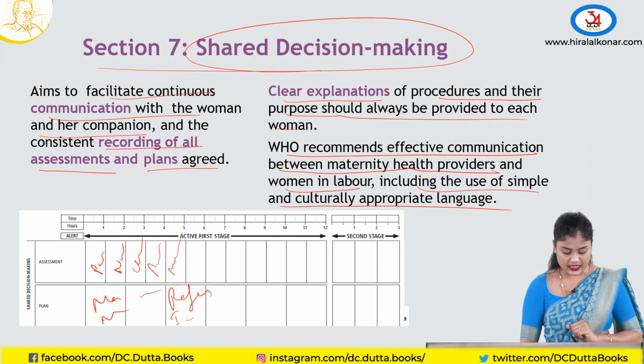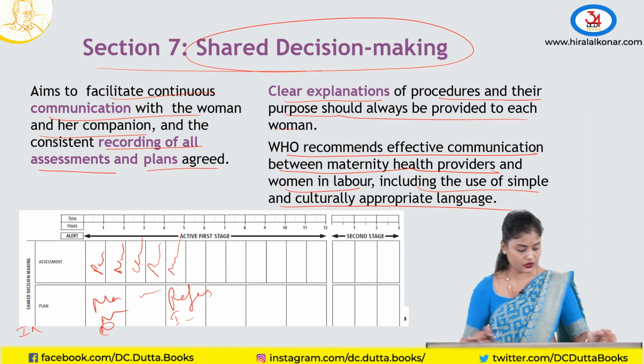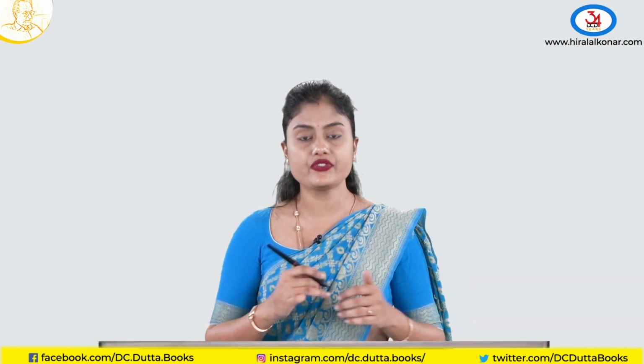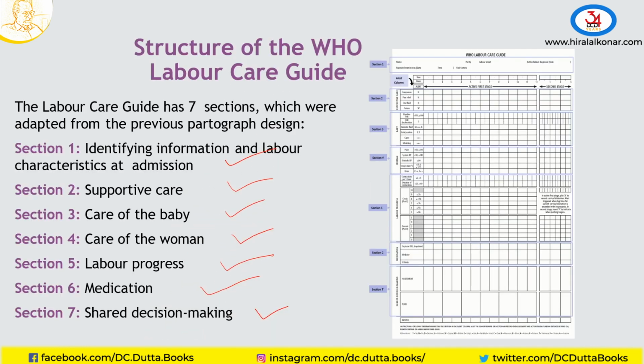And finally, there is a column of initials. So, you should be signing after writing everything, okay. After writing everything, you sign. So, finally, what are all the things that we have? Section 1 to 7. These are the things.